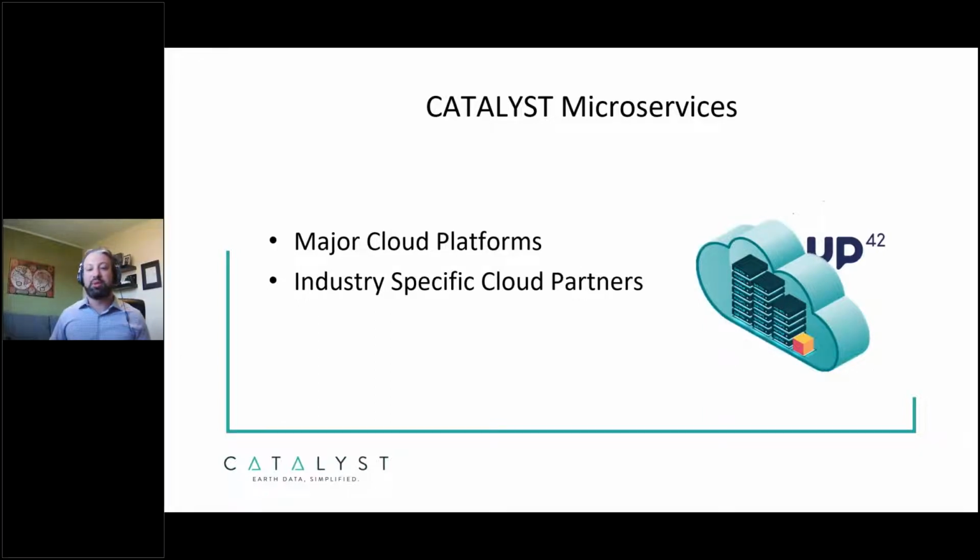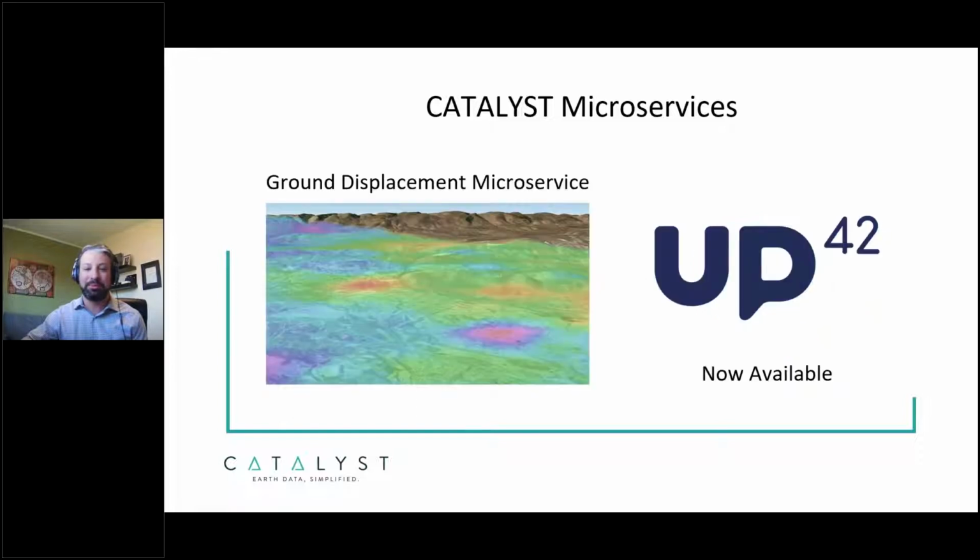With Catalyst Microservices, we're deploying them on major cloud partners such as Amazon AWS, Microsoft Azure, as well as industry-specific cloud partners. And as you can see, poking behind that cloud there, Up42, which is going to be the focus for the remainder of this webinar. We're very excited that we've now launched our first microservice on the Up42 platform, which is our ground displacement microservice, which can now be accessed as of today. And we have a special offer at the end of this webinar that makes it even easier for you to give this new microservice a try.